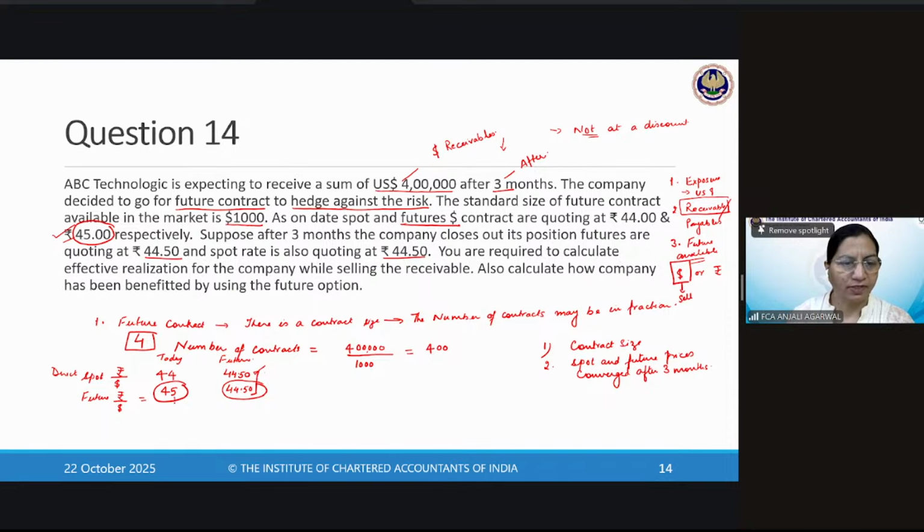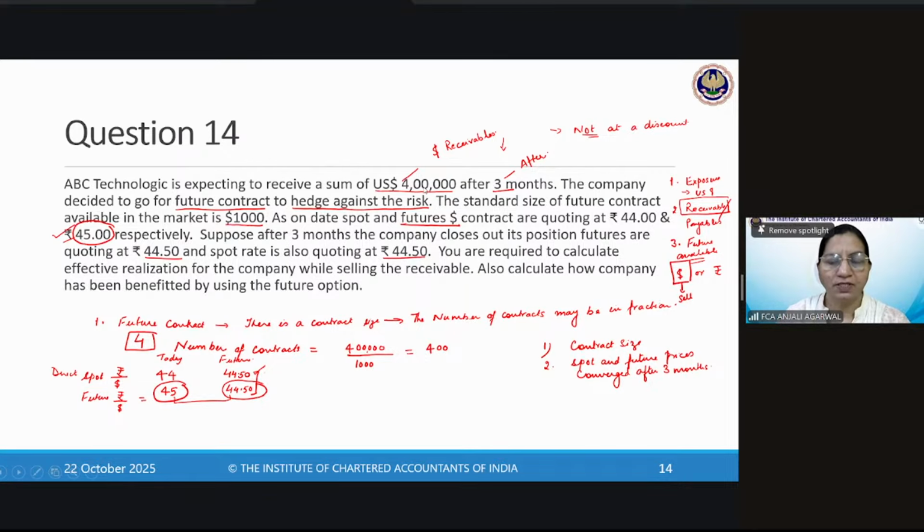So what is the difference in the future price? It has moved from 45 to 44.50. You have sold for 45, but now the price is 44.50. Your sell price is fixed at 45, so you gain. If the price decreases in the future and you have sold something, you stand to gain. So 45 minus 44.50 into 400 into 1000. You are gaining 50 paisa on each dollar, and you have taken a contract on $400,000. So 400,000 into 50, you gain 200,000 or 2 lakhs.